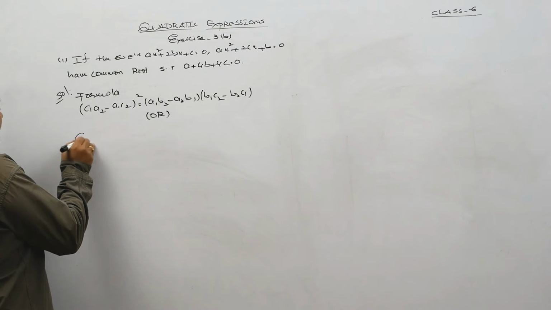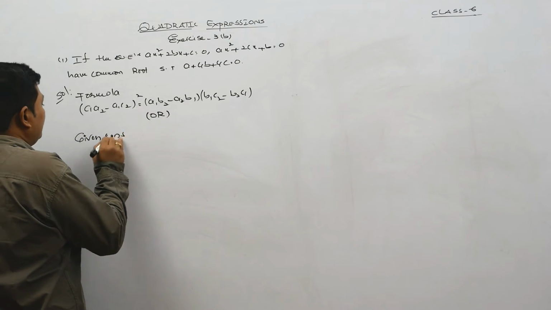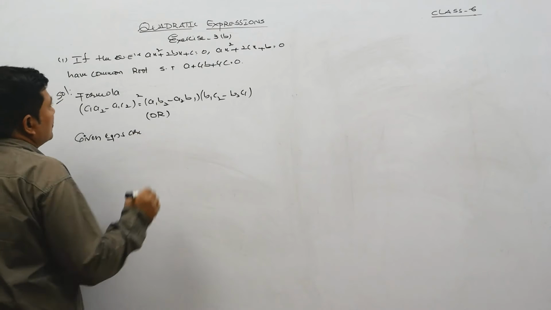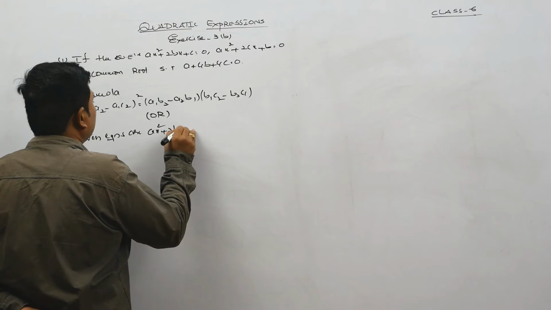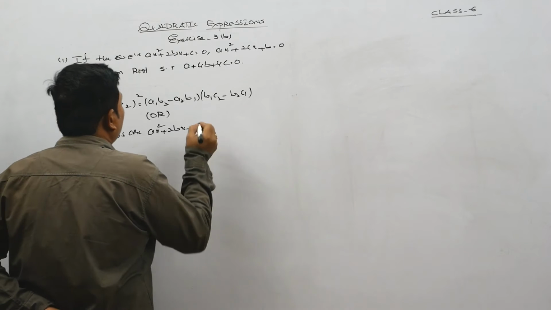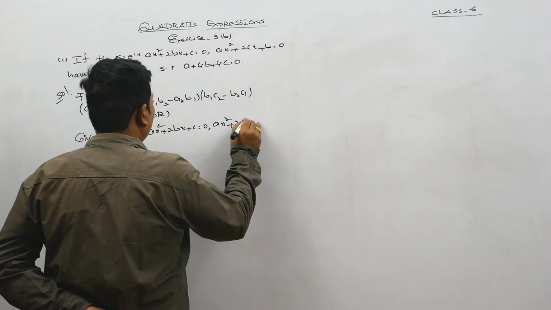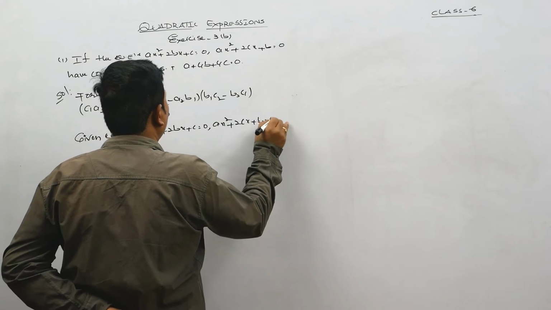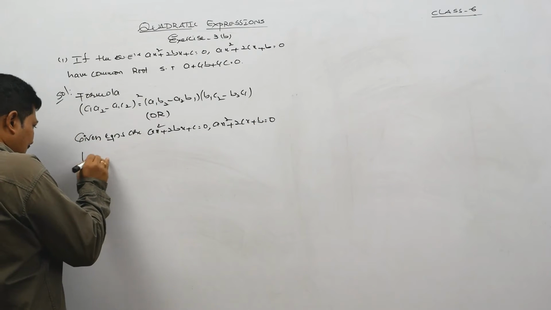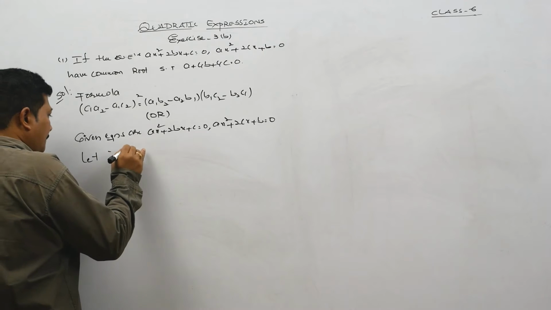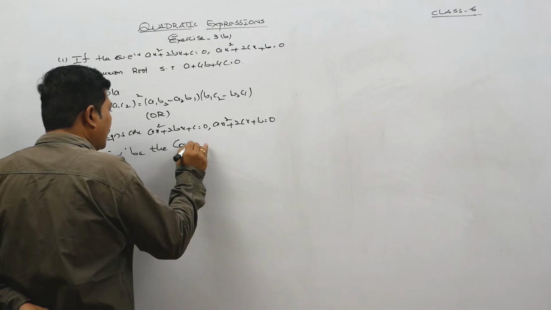Or, given equations are ax² + 2bx + c = 0, ax² + 2cx + b = 0. So let alpha be the common root.